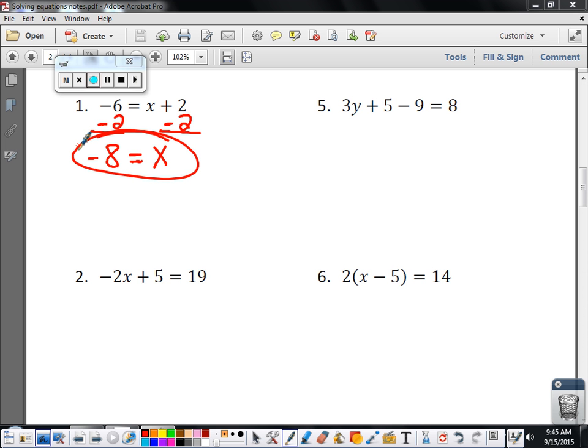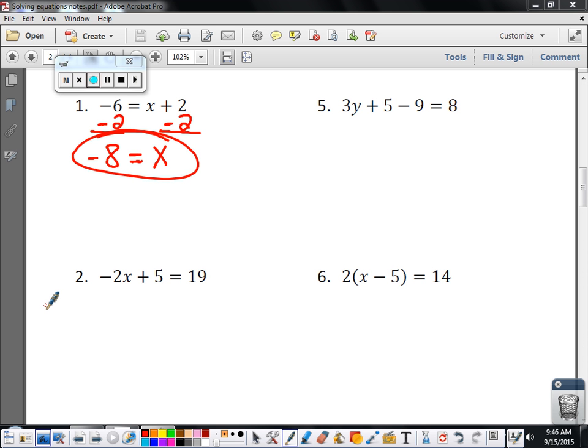This one's a little bit more complex. So here's the idea. Again, I'm trying to figure out what x is, and what are the 2 things that are keeping x from being by itself? There's the negative 2 that I need to get rid of, and what else do I need to get rid of? The 5. If you remember, last time, we are always going to go after the number that is not attached to x first.